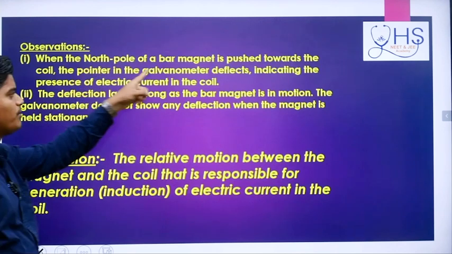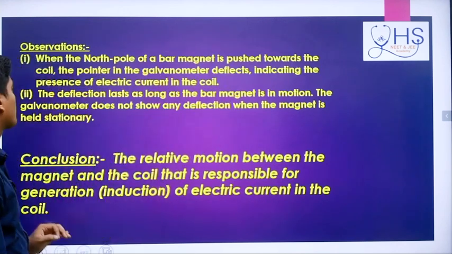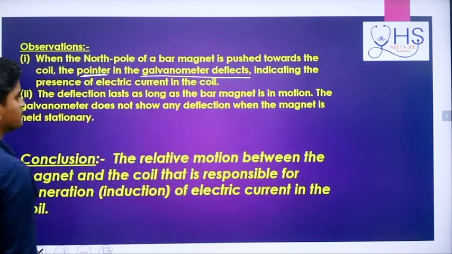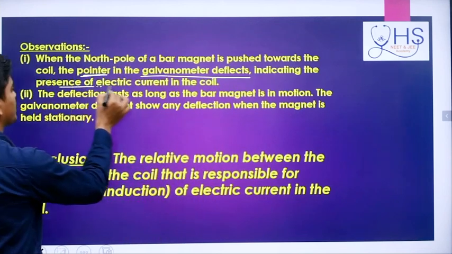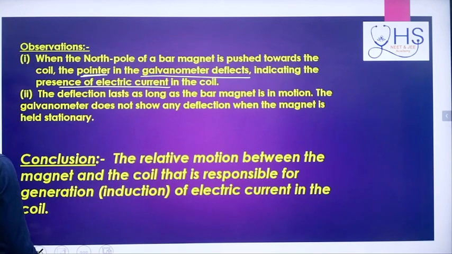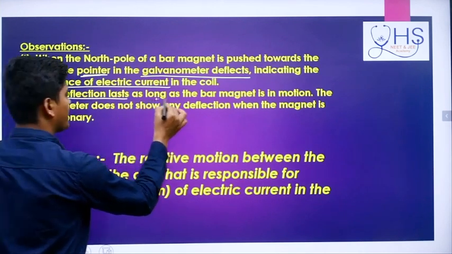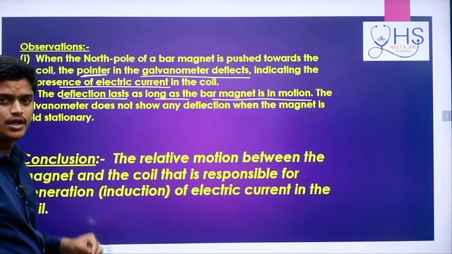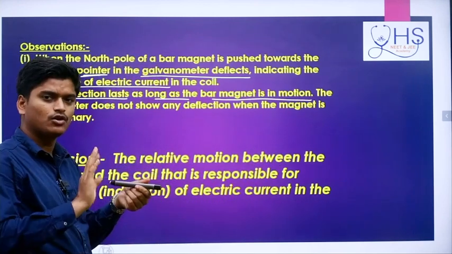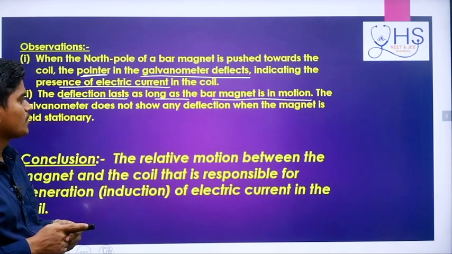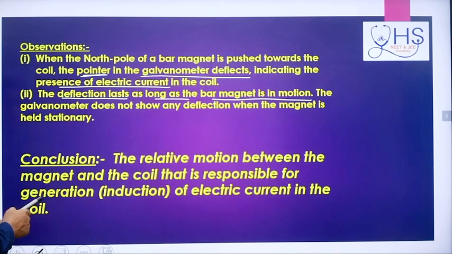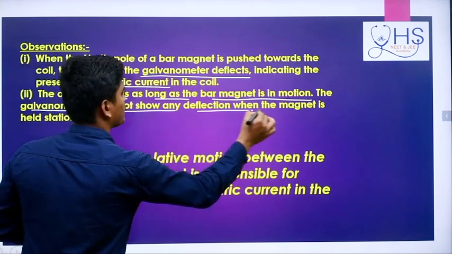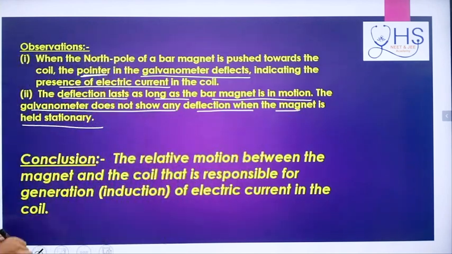When the north pole of a bar magnet is pushed towards the coil, the pointer in the galvanometer shows deflection, indicating the presence of electric current in the coil. And the deflection lasts as long as the bar magnet is in motion. I told you that if a bar magnet is stationary in a place, then there is no flux change, so no induced current. The galvanometer does not show any deflection when the magnet is held stationary.